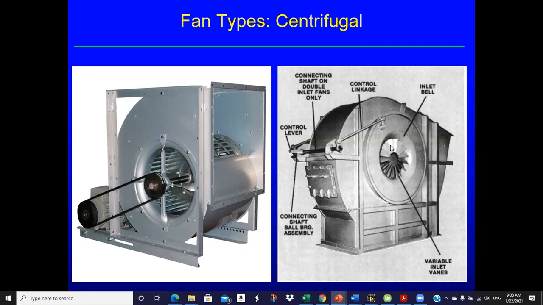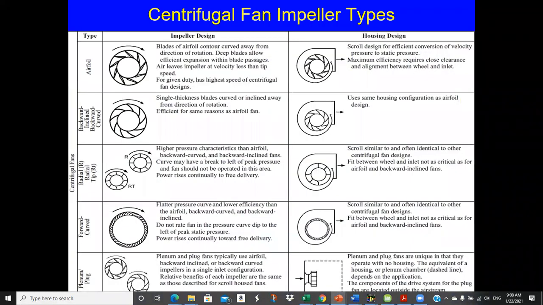So you typically see these things, there'll be some sort of control linkage, and it goes back to the control system that says, hey, you're blowing too much air, you're not blowing enough air. We adjust the inlet guide vanes and we adjust the capacity or the amount of air that's being blown by the fan. Okay, this is shown for centrifugal fans.